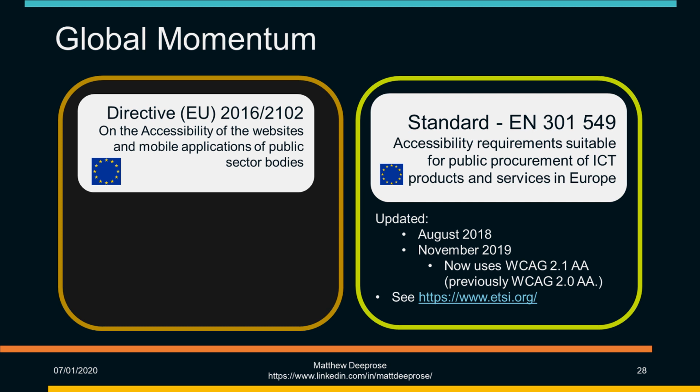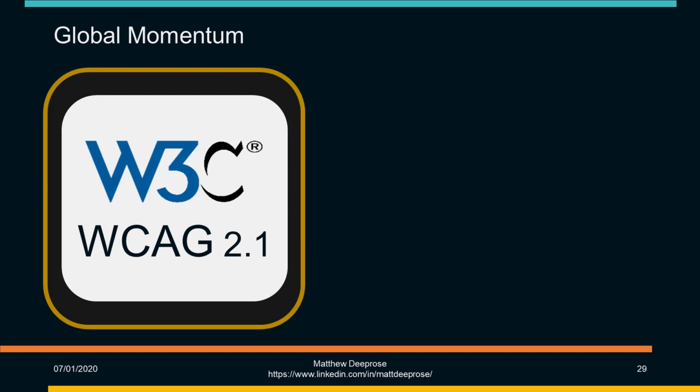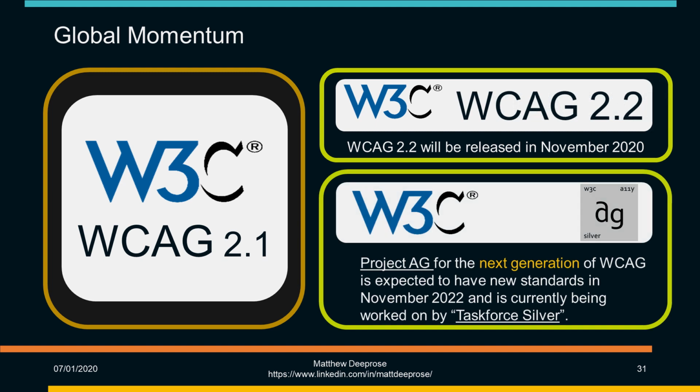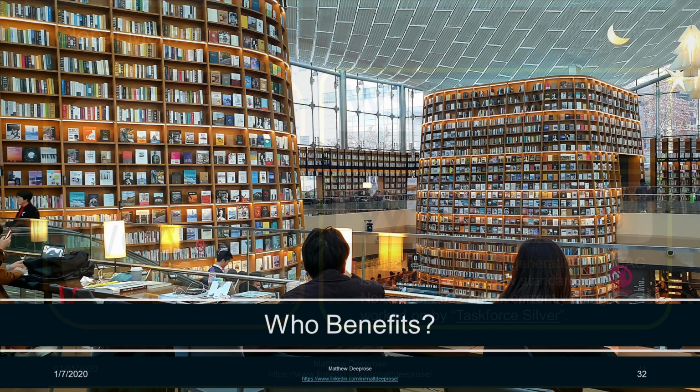And also the standards that we need to be following, those are being updated. They're now effectively compliant with WCAG 2.1, and hopefully the technical write-ups will be made into the formal mandate document in the EU quite soon. And WCAG is developing as well. 2.2 should be out in November, and the next generation of accessibility guidelines is expected to be released in 2022. So this is certainly an area which is going to be developing an awful lot.